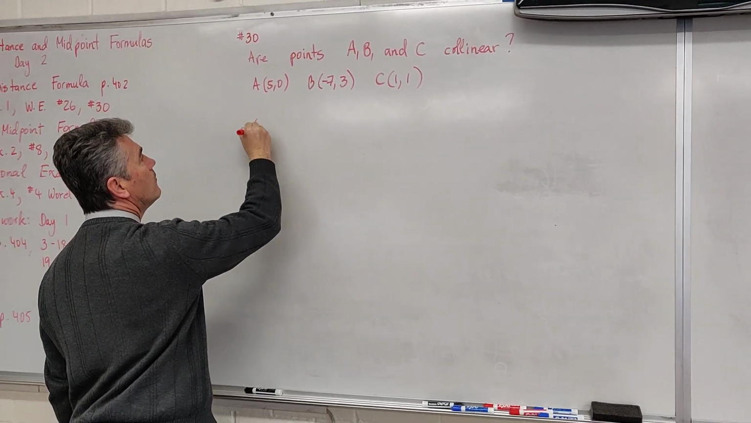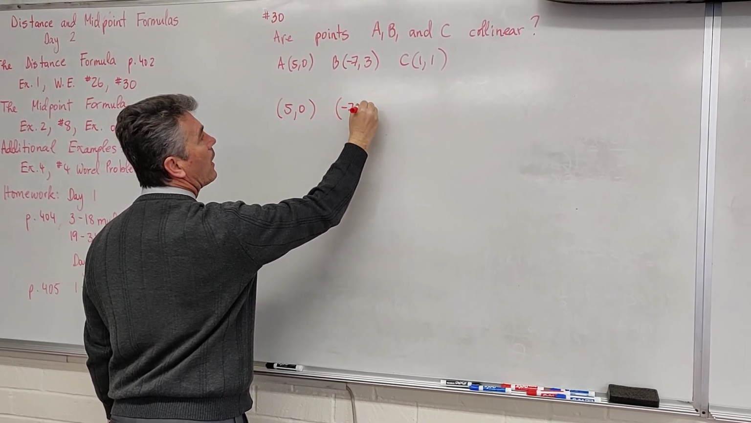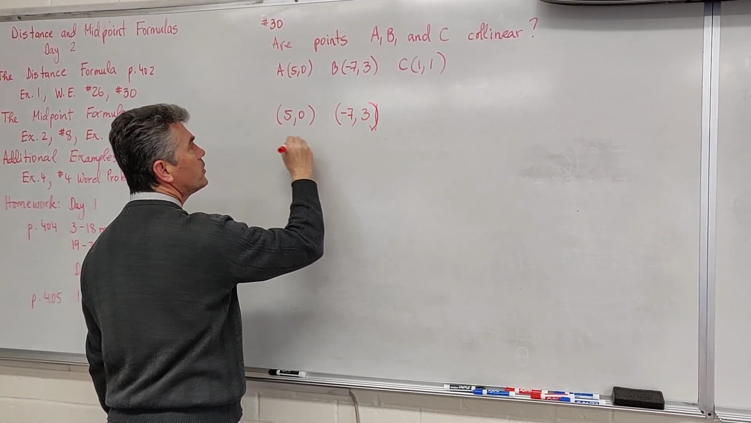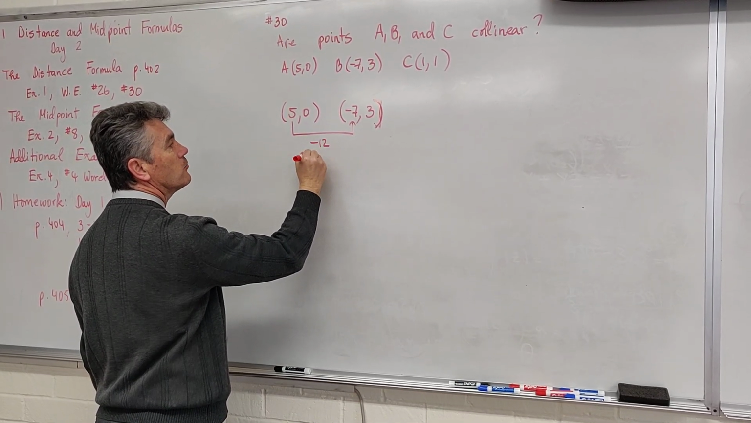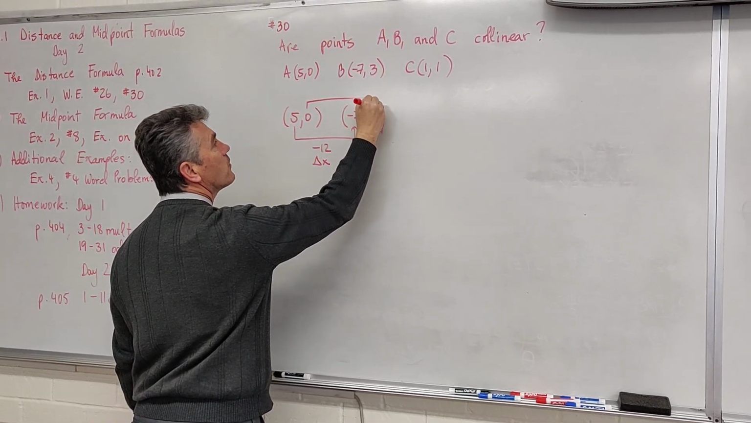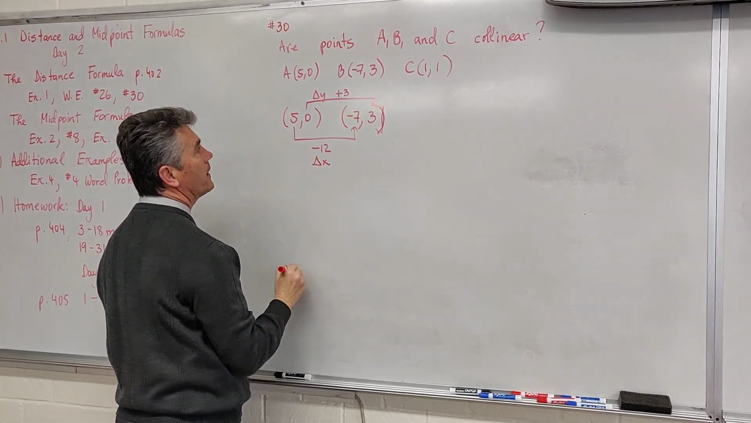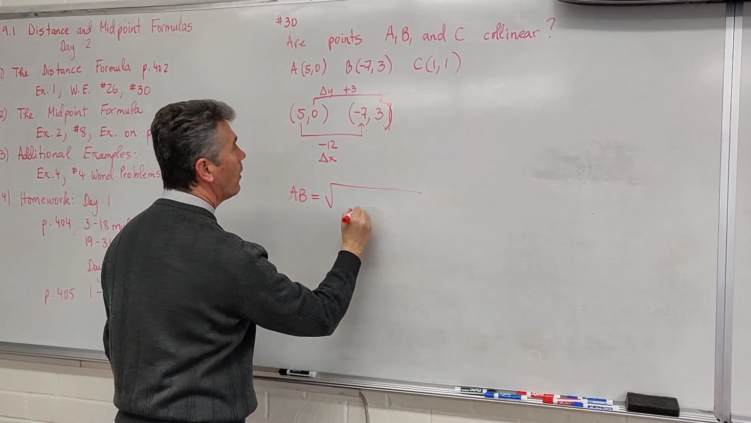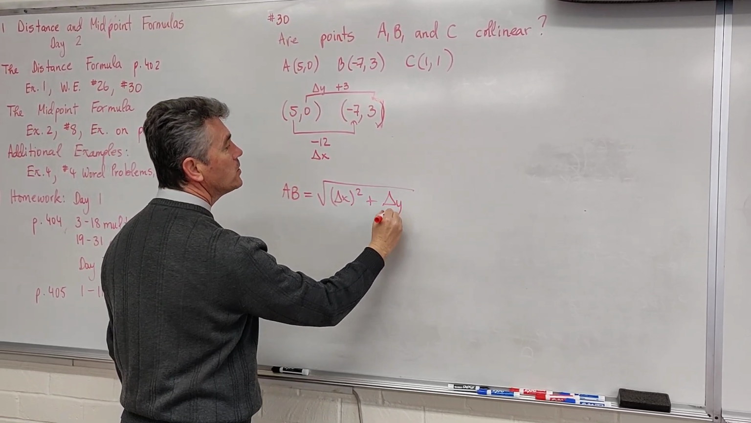So AB, I'm going to write the point 5, comma 0, the point negative 7, comma 3. The change in X, to get from 5 to negative 7, we need to subtract 12. So this is our change in X. What about the change in Y? To get from 0 to 3, we add 3. This is our change in Y. The length of segment AB is going to be equal to the square root of the change in X squared plus the change in Y squared.